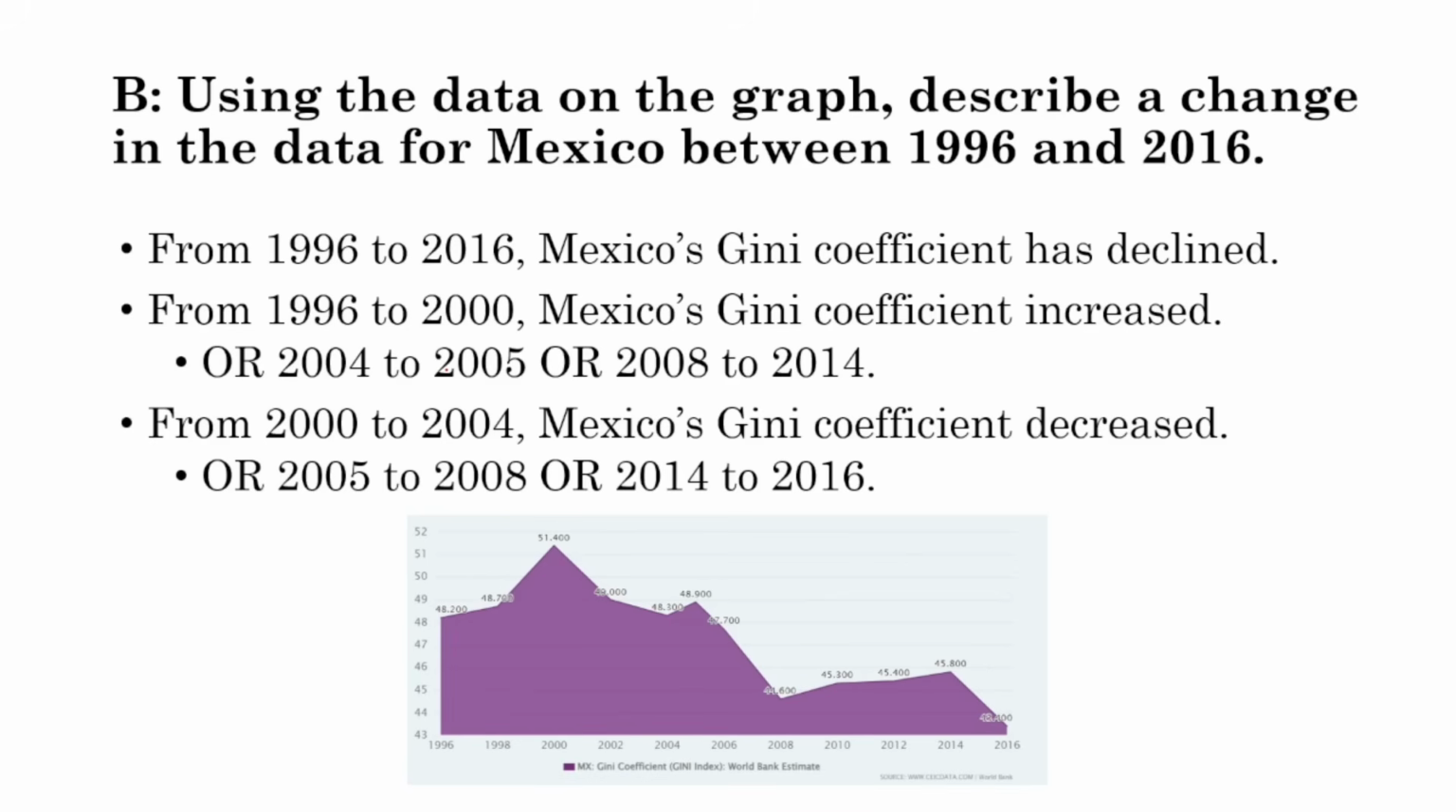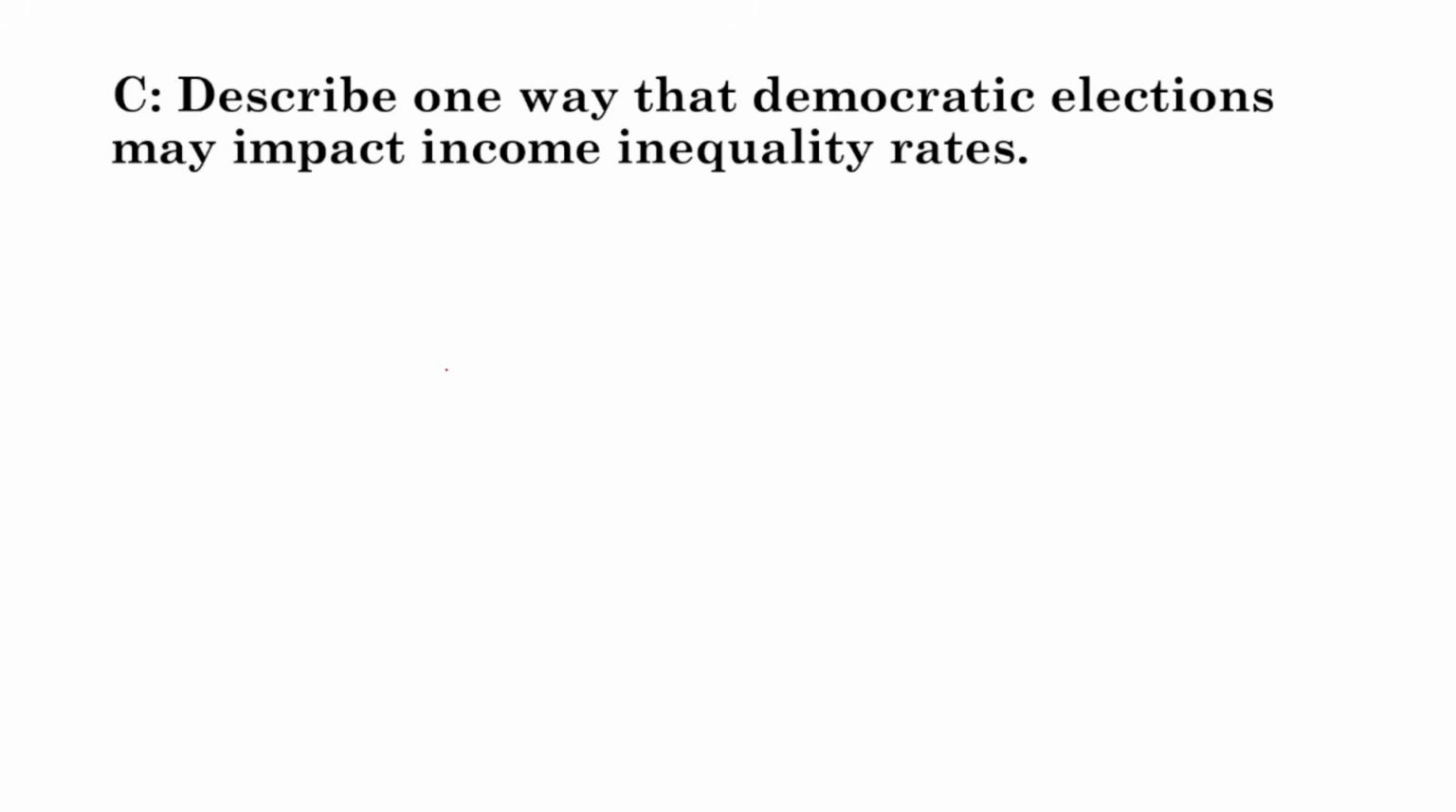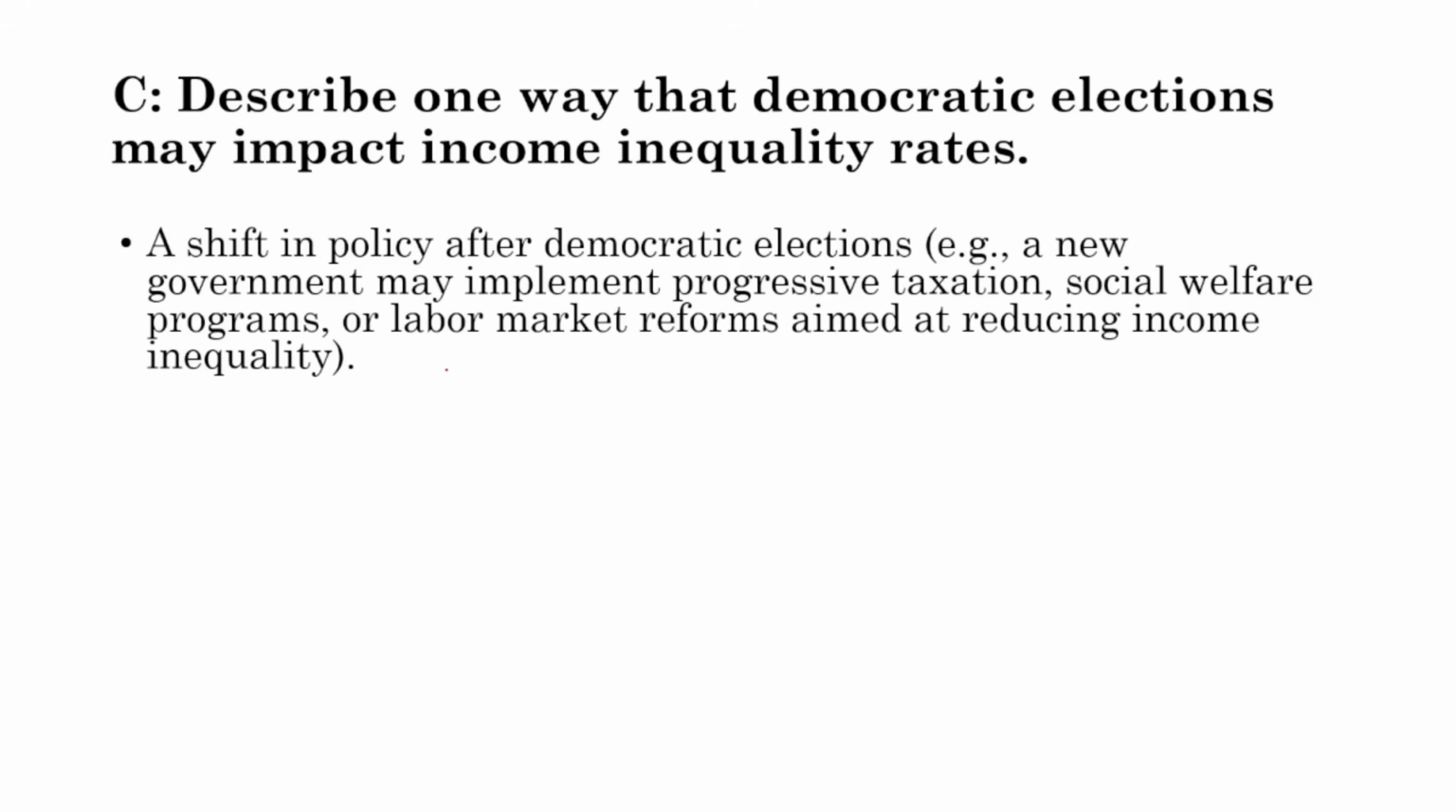Part C, describe one way that democratic elections may impact income inequality rates. So we're just looking at really how elections in Mexico. We see that Mexico is a democratizing country, so we see more free, fair, and competitive elections. How could that have impacted income inequality rates? So, for example, a shift in policy after democratic elections. For example, a government may implement progressive taxation.